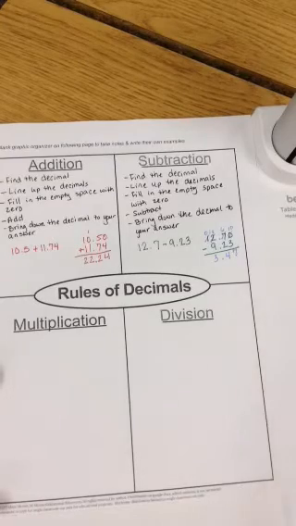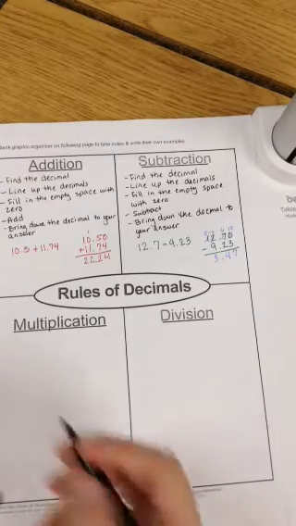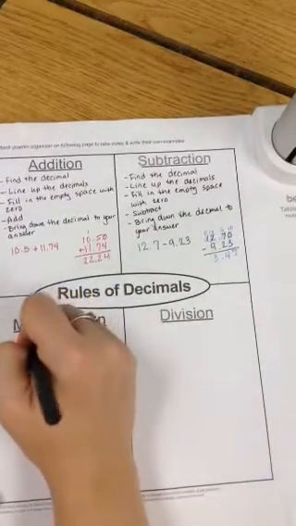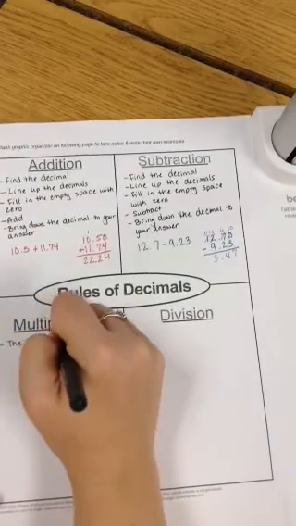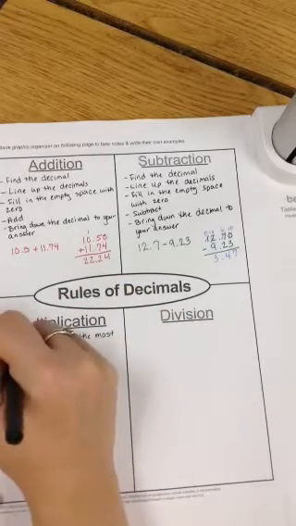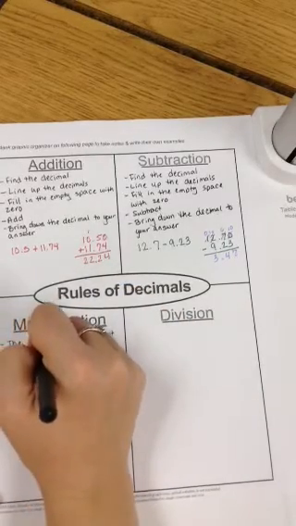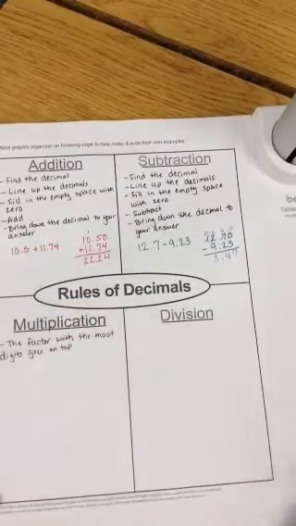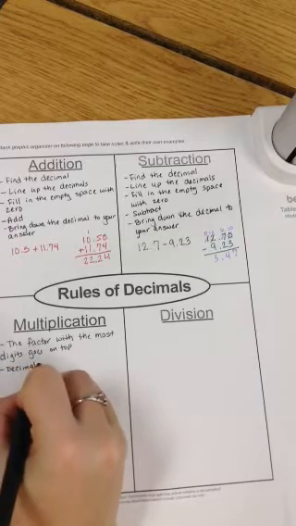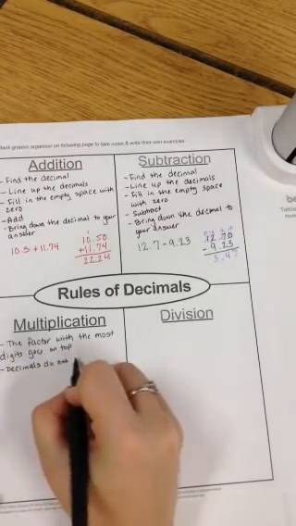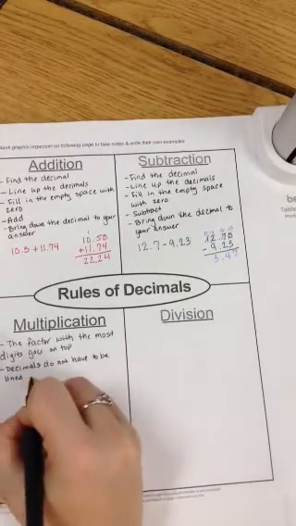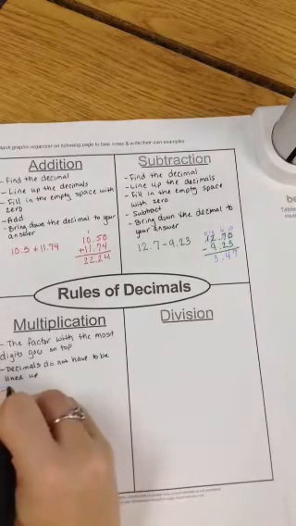Multiplication has a few extra steps. With multiplication, the number with the most digits is going to go on top. I prefer to use our vocabulary terms, so I'm going to say the factor with the most digits goes on top. You do not have to line up the decimals. You're going to multiply like normal.